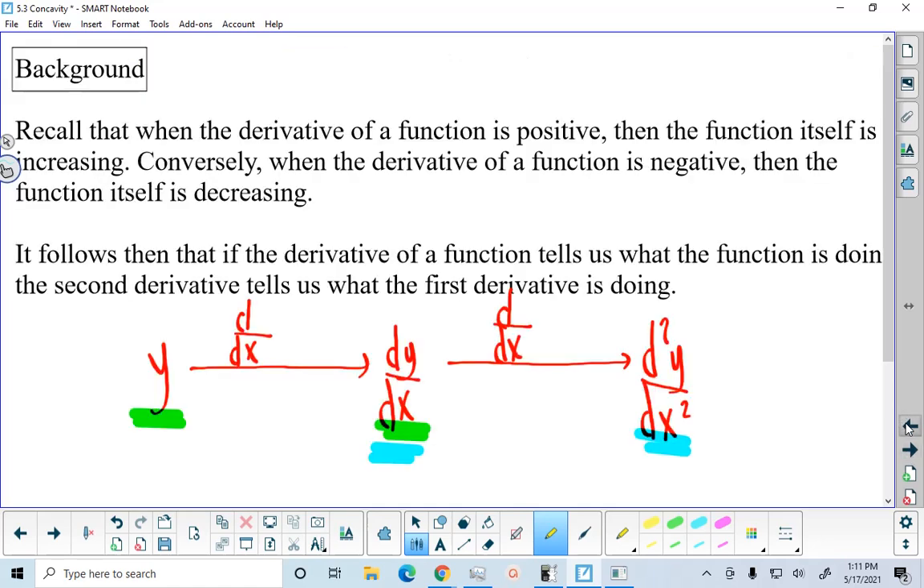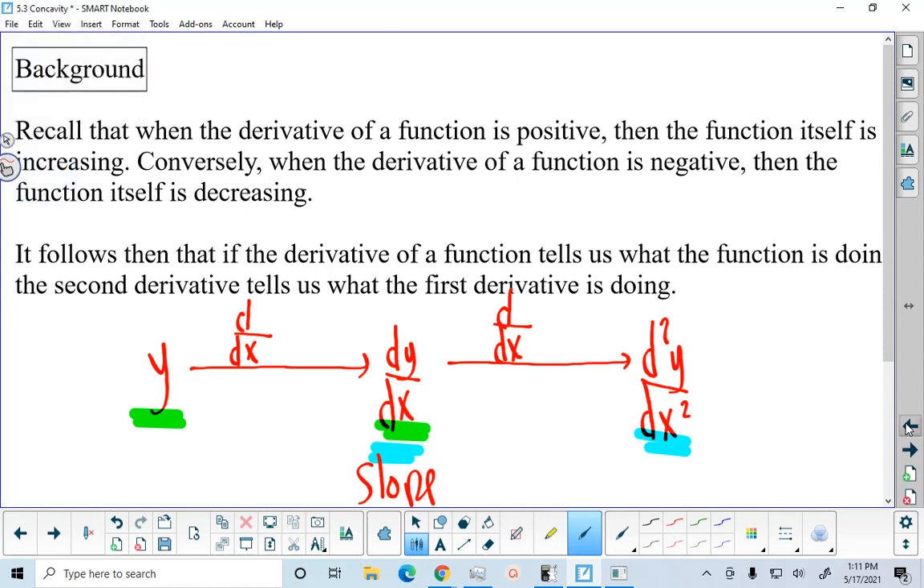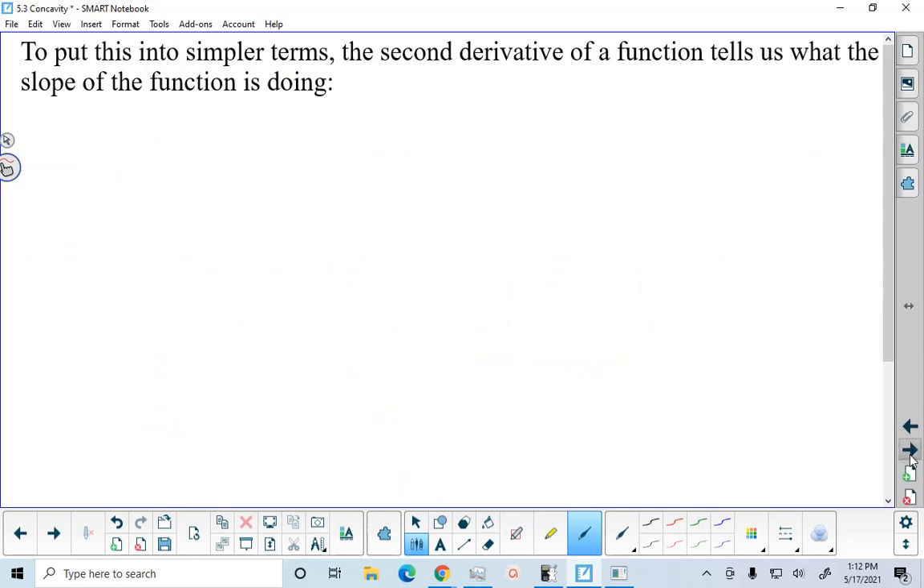Go back to this. I'm going to write the word slope here underneath first derivative. This is the slope of the graph. So if the second derivative is telling you what the first derivative is doing, the second derivative is telling you what the slope is doing. And that, in and of itself, is a very tricky thing to wrap your head around. What does it mean? What do you see on a graph if the slope is increasing? What do you see on a graph if the slope is decreasing? Well, you see 2 different types of concavity.